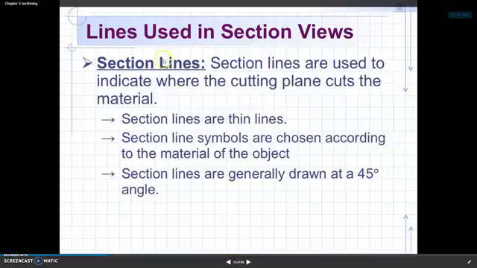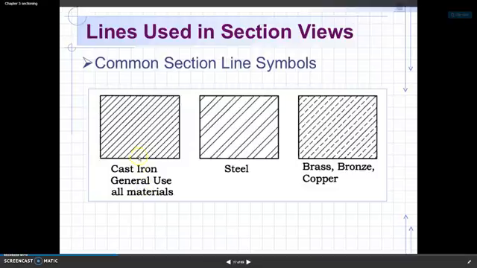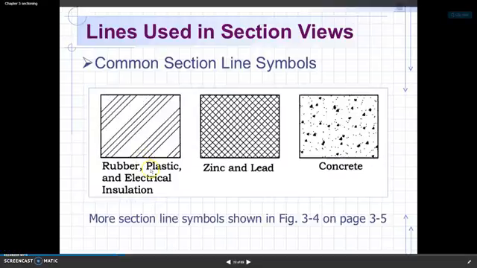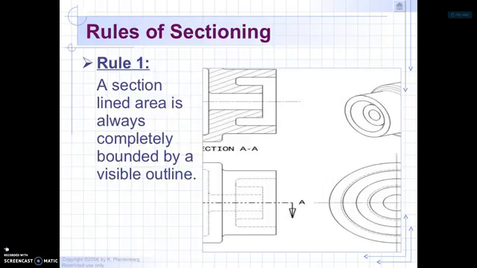This slide is useful too because it shows you how to make the section lines. The section lines are thin. They're chosen according to the material of the object, and you'd simply have to look that up on the PDF that I gave you. They're generally drawn at a 45-degree angle, and they're parallel to one another. Here are common section lines. If you see this, you're looking at a cast iron part versus steel, versus brass, bronze, or copper. Again, notice that they're at 45-degree angles and parallel to one another. Then rubber, plastic, and electrical insulation. Zinc and lead, concrete.